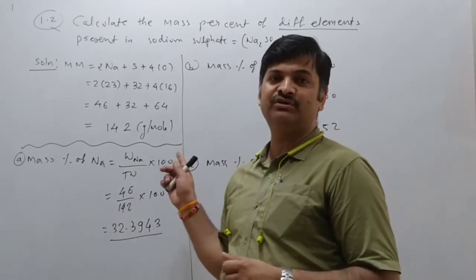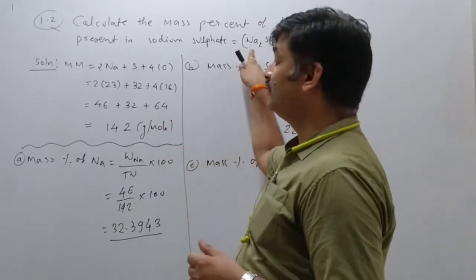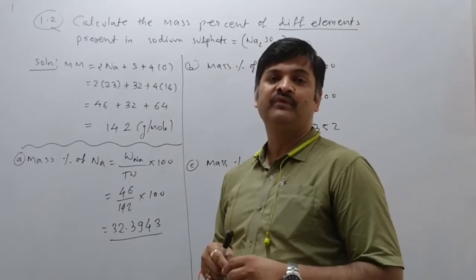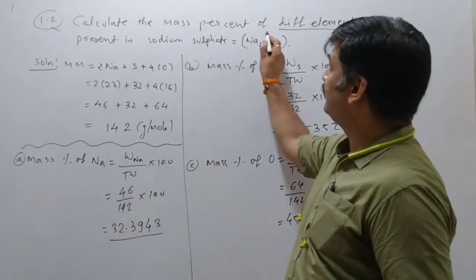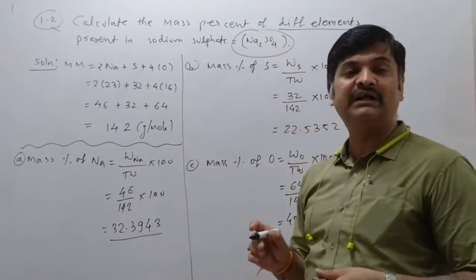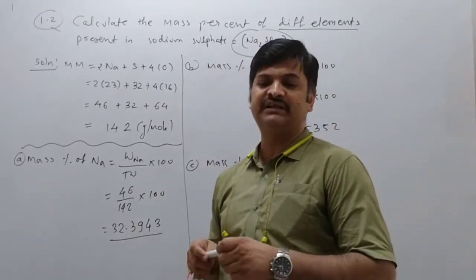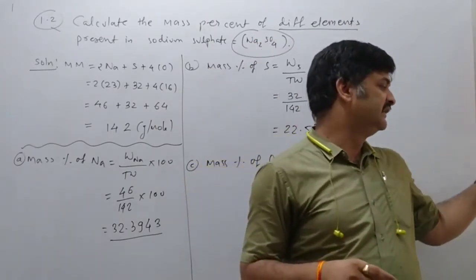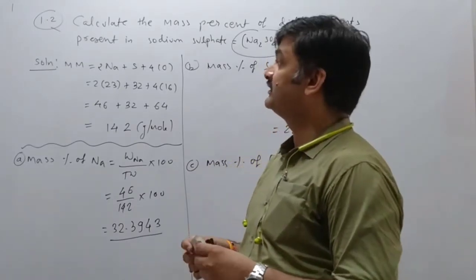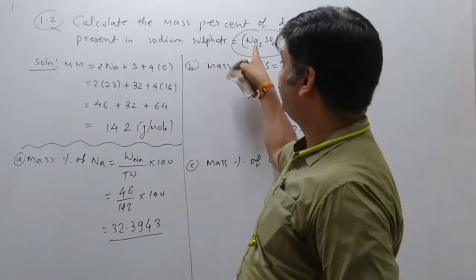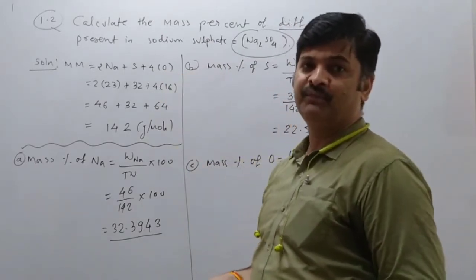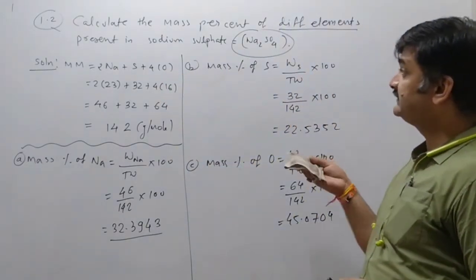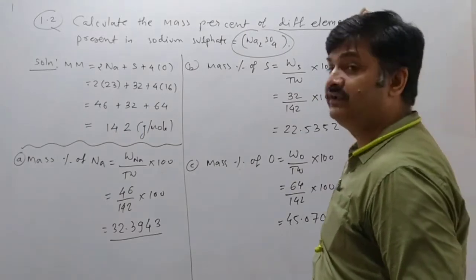So this is the second question. Now here the formula is sodium sulfate. In the future, this type of formula may be changed. This is one type of question. The first question is related with molecular mass, the second question is related with percentage. Here the formula may be changed, but the method will remain the same. Now we will start question number 1.3.